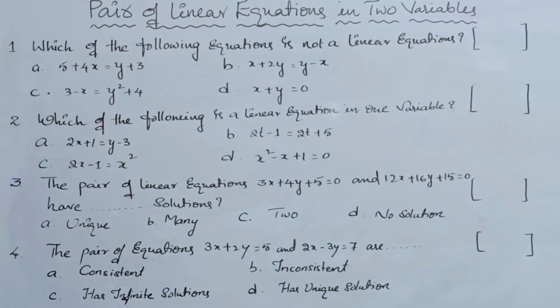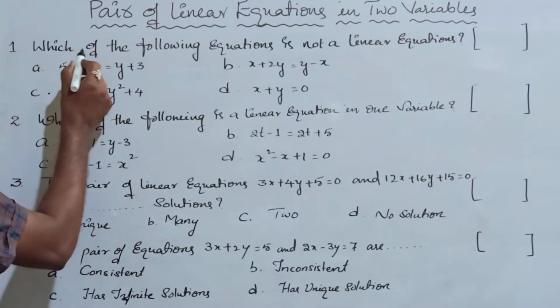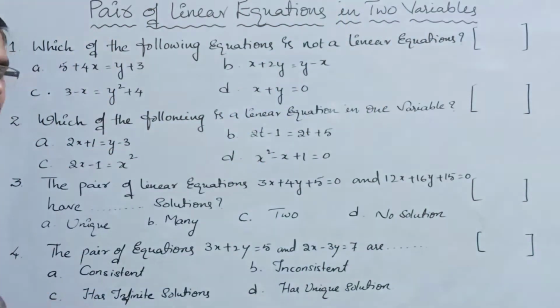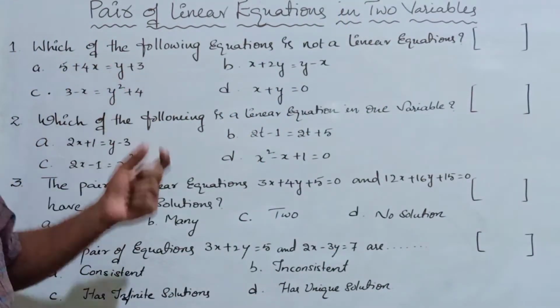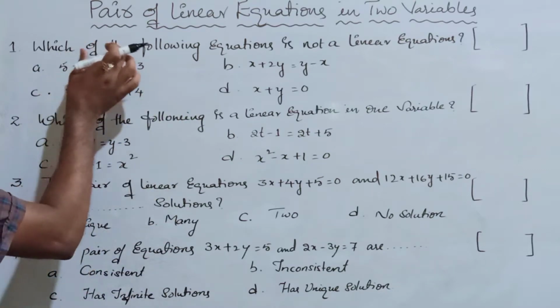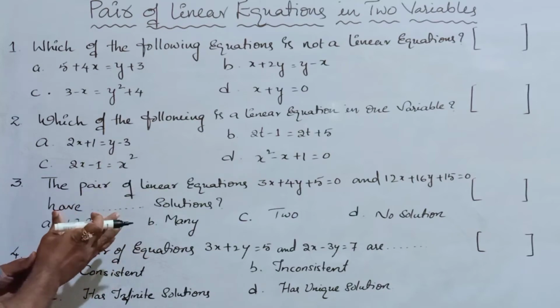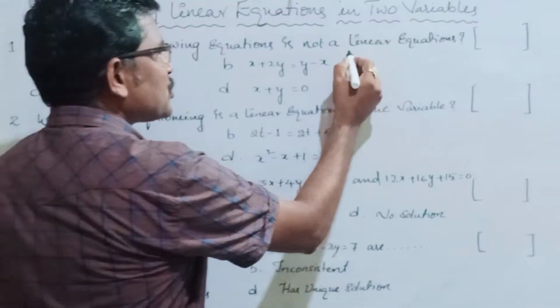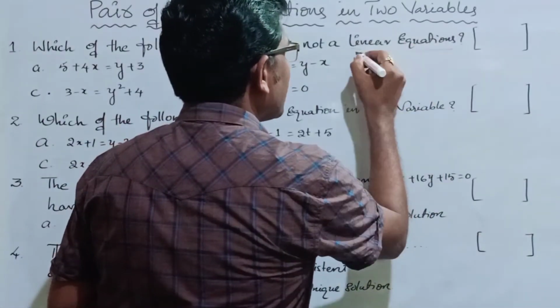So let us start the first question. Which of the following equations is not a linear equation? When questions like this come in competitive exams, first we should understand the question well. So, which of the following equations is not a linear equation?